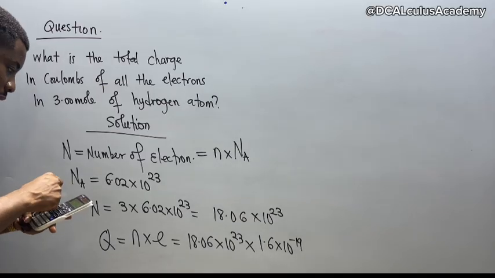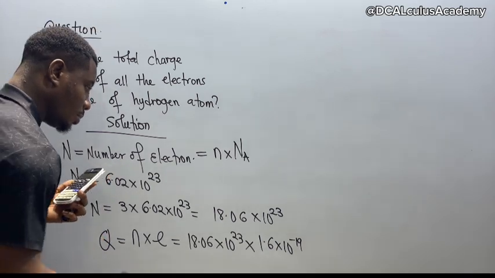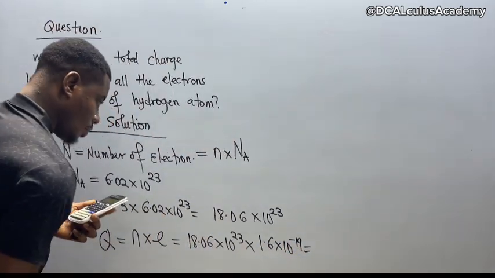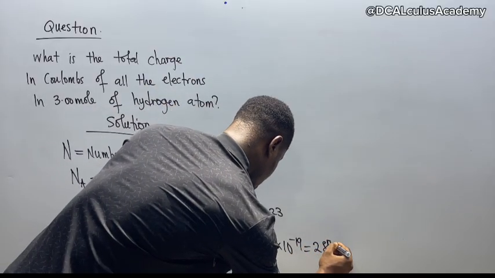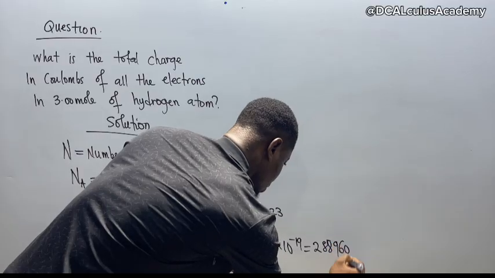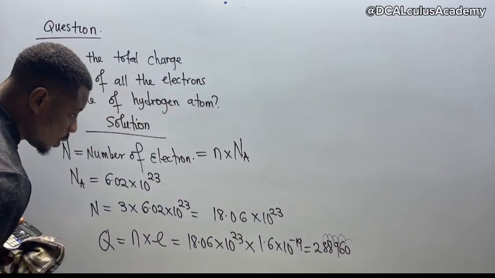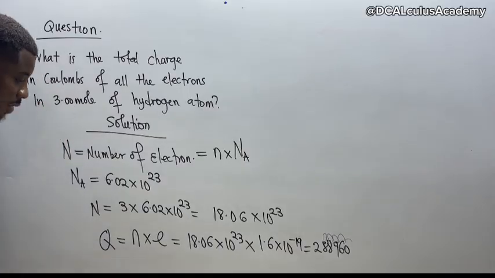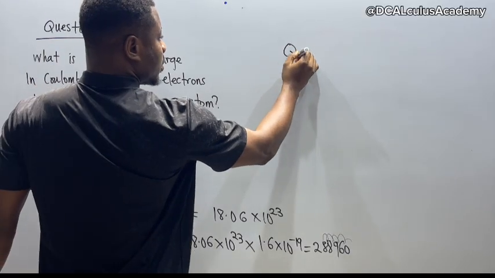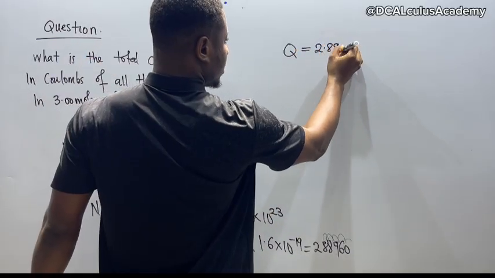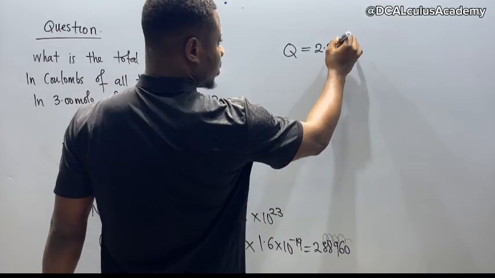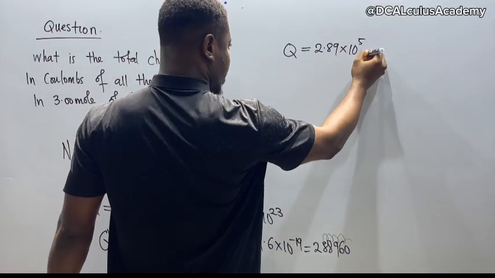So at this point we can obtain our answer here. The total charge becomes 288,960. So the total answer, Q, therefore becomes 2.89 times 10 to the power of 5 coulombs.